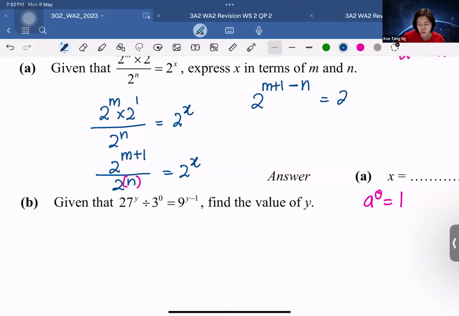So then this one is just 2 to the power x. The base here and the base here is the same. So therefore, the power here and the power here must be the same. So I take this equals to this. Therefore, they want x, so x is the subject, equals m plus 1 minus n.